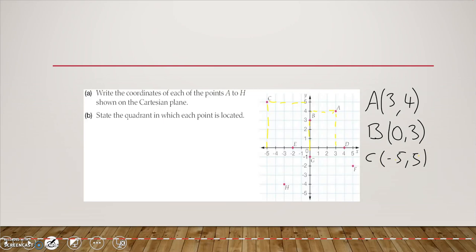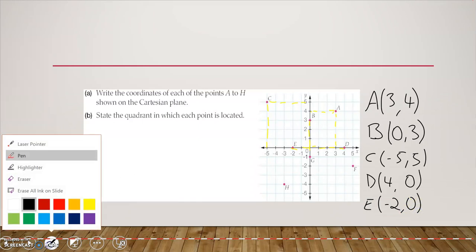I can then go to D, which is sitting on the x-axis at 4. So at the moment x is 4, and then I go across, and y is 0. So for D, we have an x value of 4, y value of 0. So the ordered pair is 4, 0. I can then go to E, which is also sitting on the x-axis at -2. So the x value is -2, and our y value is 0. So for E, the ordered pair would be -2, 0.